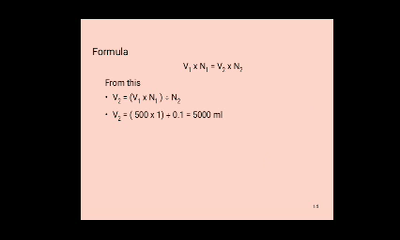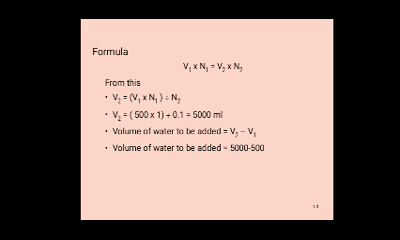The water to be added to this given concentrated solution is V2 minus V1, 5000 minus 500, that is 4500. Volume of water to be added is V2 minus V1, 5000 minus 500, that is equal to 4500 ml of water to be added to 500 ml of 1N concentrated solution to convert it to 0.1N solution.